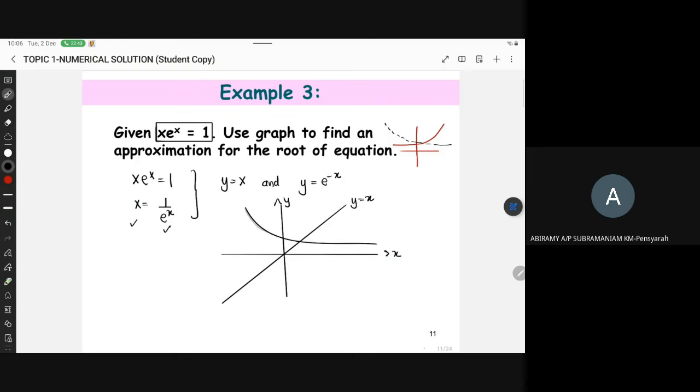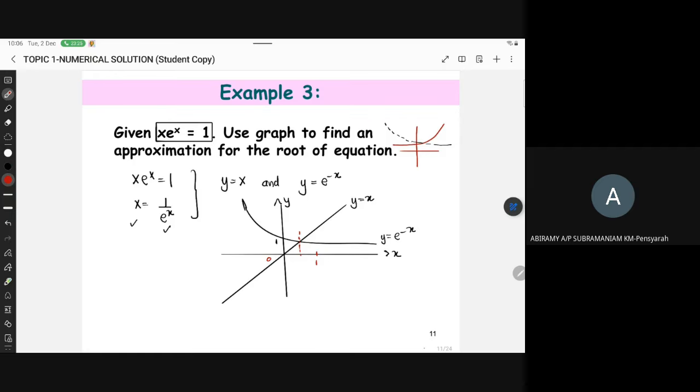Something like this. y equals e to the power of negative x intersects the y-axis at 1. So this is y equals e to the power of negative x. They ask us to use the graph to find an approximation for the root of the equation. When we draw the two separate graphs, the approximation of the root will be the intersection point of the two functions. So where do they intersect? The two graphs intersect between 0 and 1.